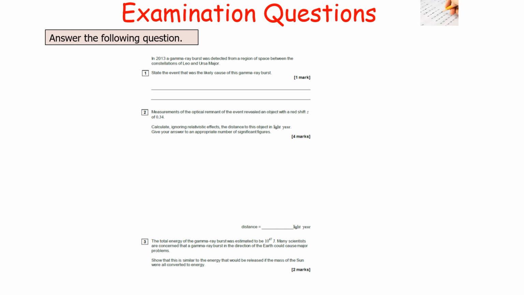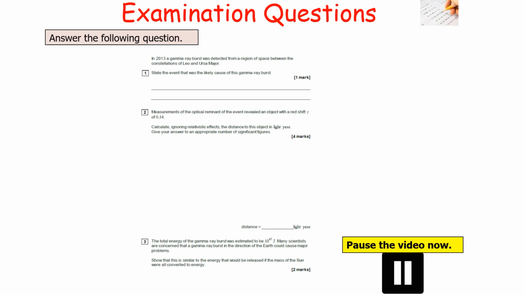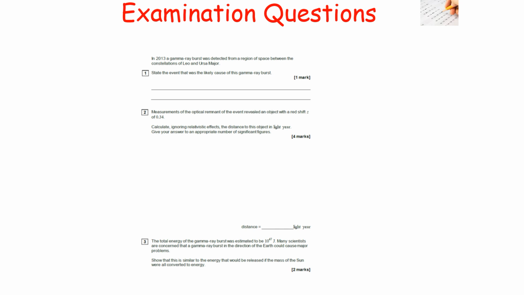Then the total energy of the gamma-ray burst was estimated to be 10 to the 47 joules. Many scientists are concerned that a gamma-ray burst in the direction of the Earth could cause major problems. Show that this is similar to the energy that would be released if the mass of the Sun was all converted to energy. So pause the video now, then unpause the video when you want to go through your answer. Right, so how do you answer this particular question?